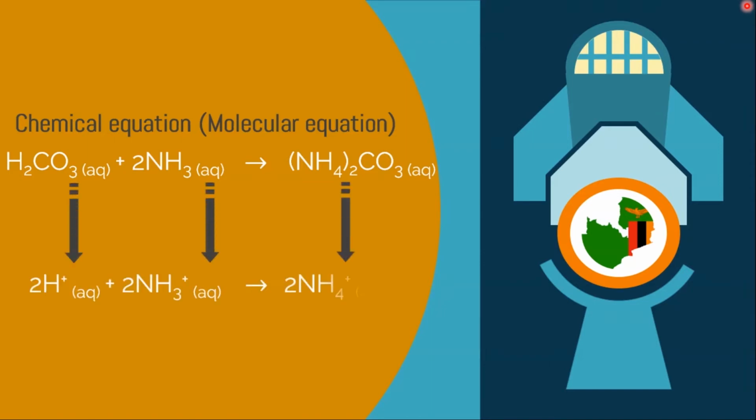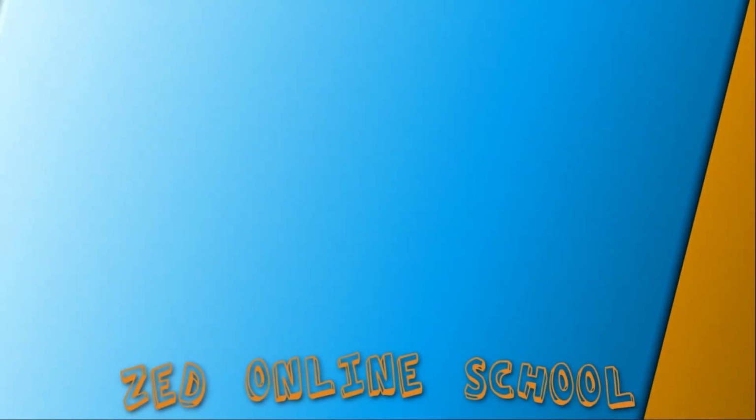Today, we also want to take this molecular equation into another kind of chemical equation which we call the ionic equation. If you look at this ionic equation, you agree with me that this is the net ionic equation for this molecular equation. This is Z Online School.